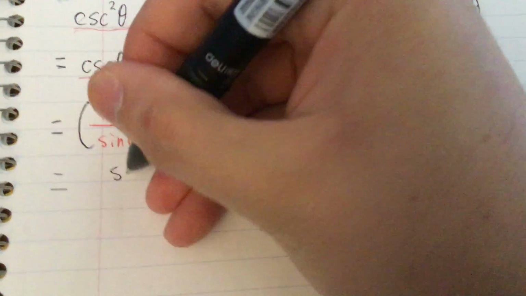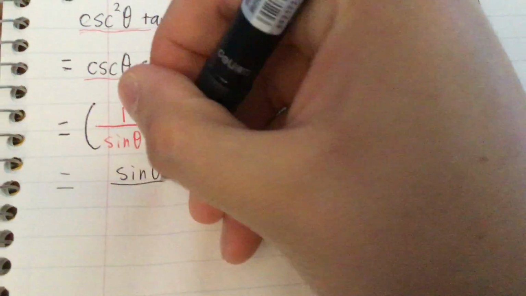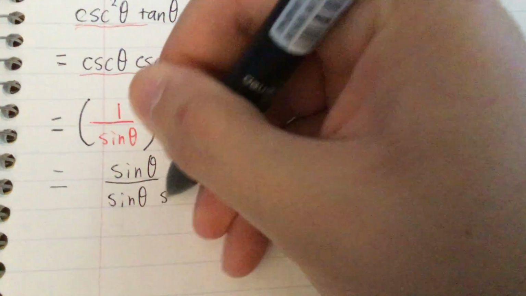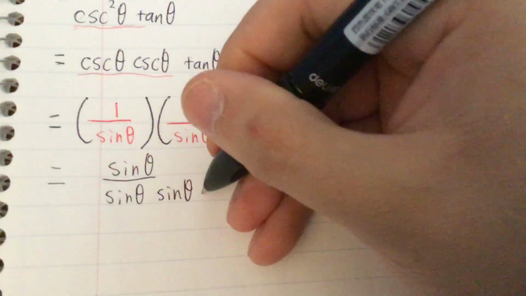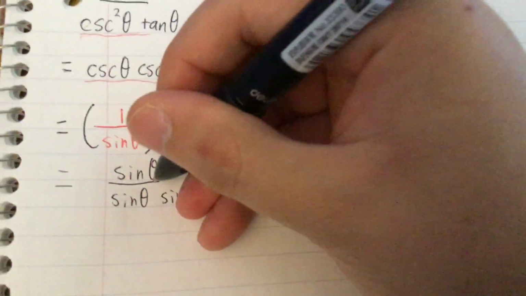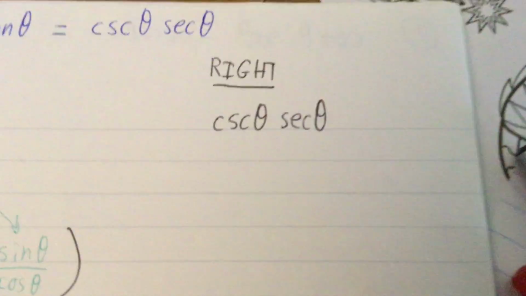So I've got sine of theta on top over sine of theta, cosine of theta on the bottom. Well, let's just check in with the right side really quick before we forget.